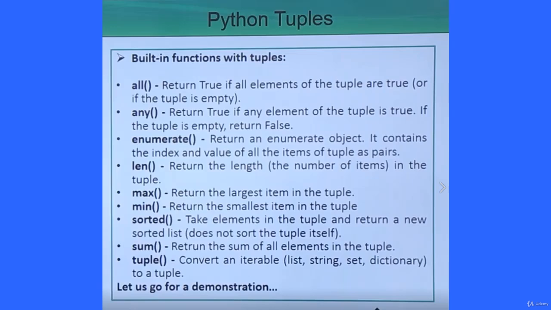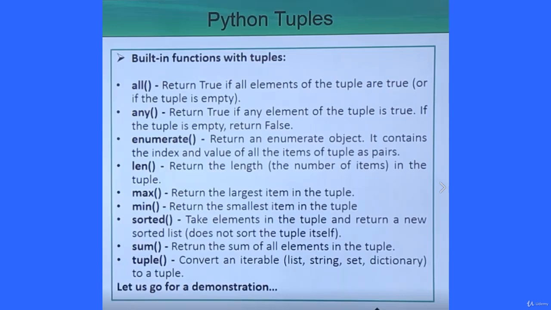Next one is max. Return the largest item in the tuple. Next one is min. From the function name itself we can get the purpose. Return the smallest item in the tuple. Next one is sorted. Takes elements in the tuple and returns a new sorted list. Next one is sum. Return the sum of all elements in the tuple. Next one is tuple, which converts an iterable, it might be a string, a set, or a dictionary, into a tuple. So here we are having the type conversions.